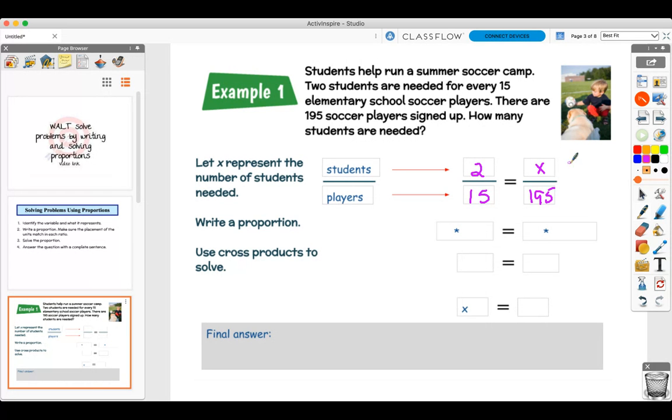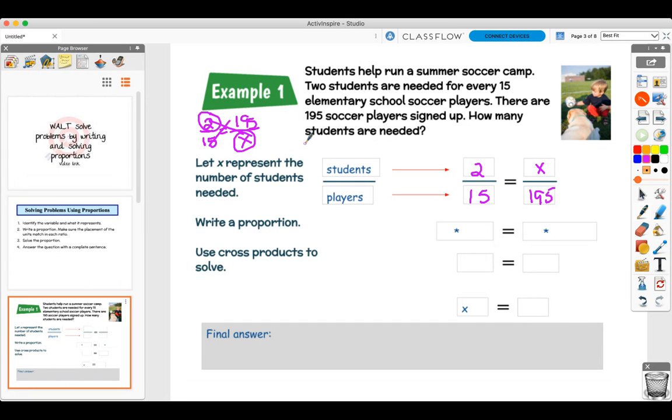What you cannot do is actually have a proportion that looks like this. So this is actually interchanging where these are students, but they're in different locations, and these 2 are players. This is what you can't do, okay?